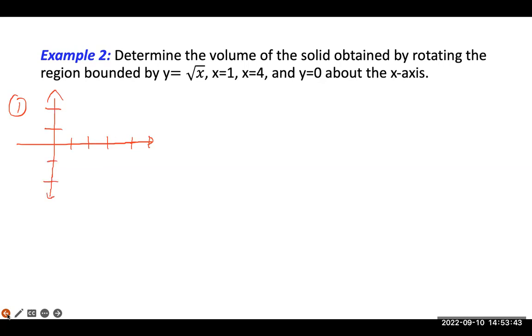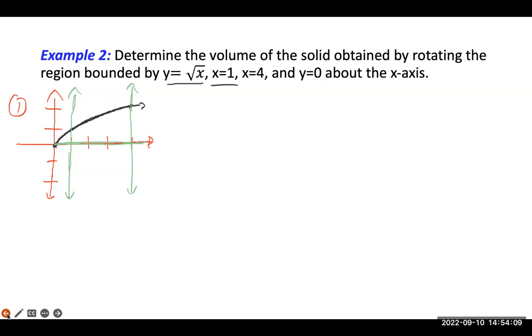For my first bound, I have square root of x, which means 0 goes to 0, 1 goes to 1, 4 goes to 2. This is my first shape. My second is x equals 1. X equals 1 is right here. And then x equals 4, that's right here. And y equals 0, that's over here.